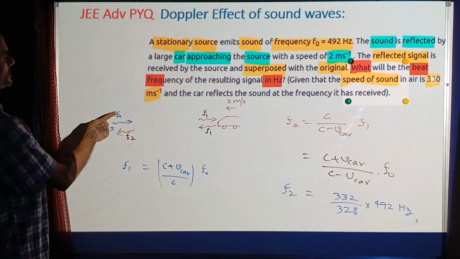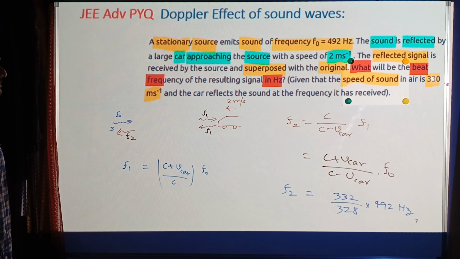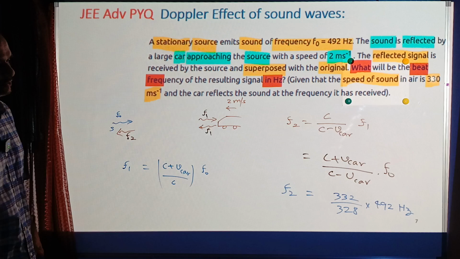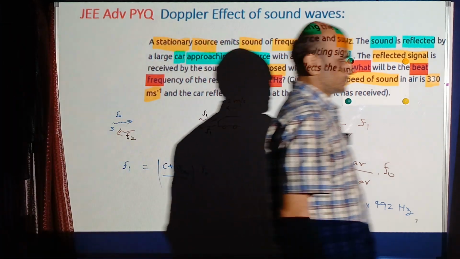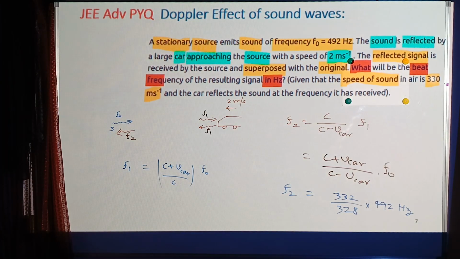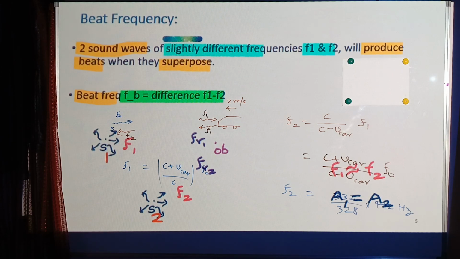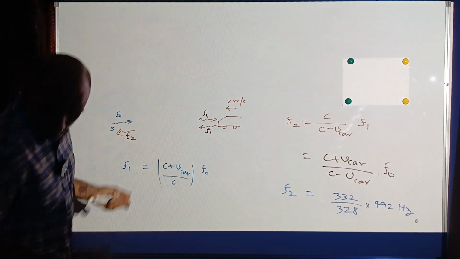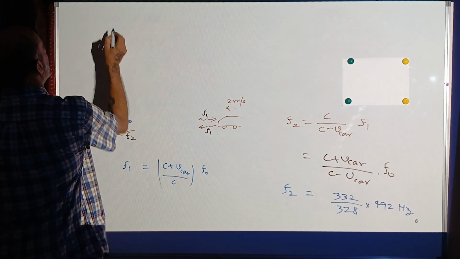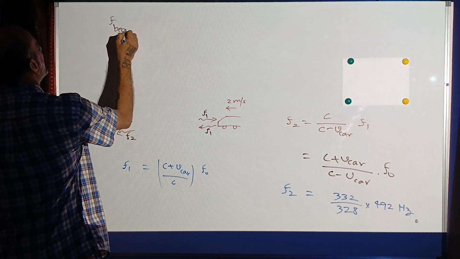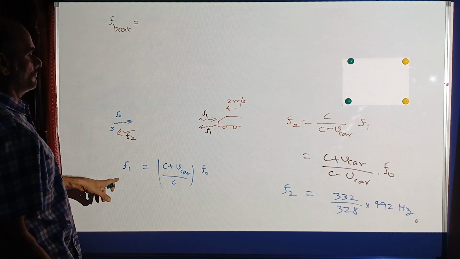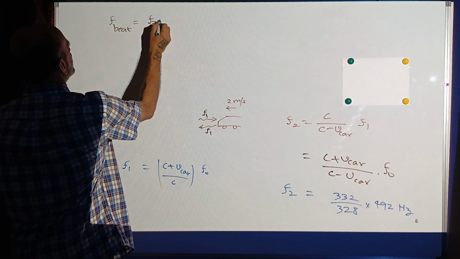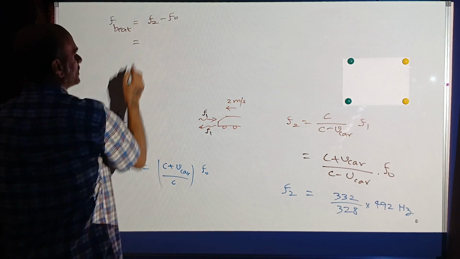So there will be beats between these two frequencies, and these two frequencies are close to each other because this factor is slightly different from 1, not too different from 1. So the beat frequency will be the difference between the two frequencies which are superposing. So the beat frequency will be the difference between the original F0 and F2. F2 is more, so F2 minus F0.